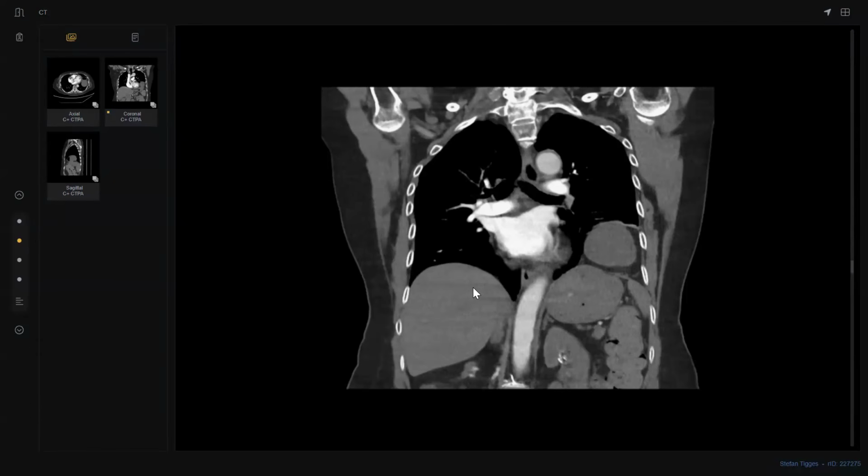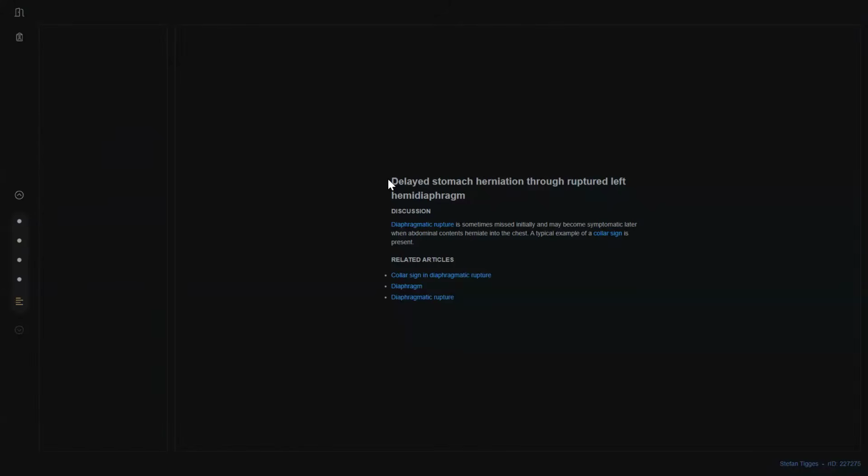So the final diagnosis is delayed diaphragmatic rupture. Thank you so much. Delayed diagnosis here is very important. Delayed diaphragmatic rupture with herniated bowel or stomach.